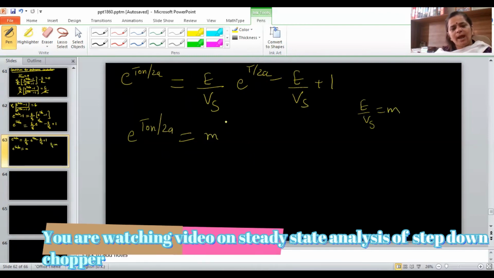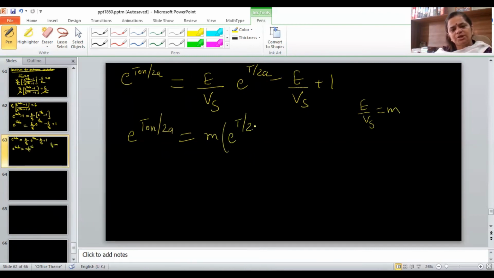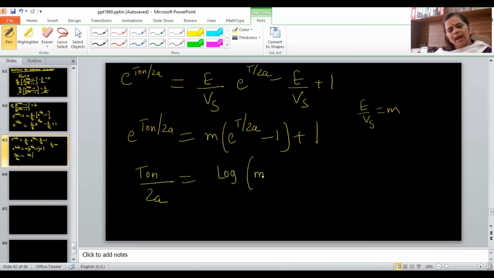So I can write m e to the power t by τ α minus 1 plus 1. Now can I take the log on both sides? So if I take the log to the base e, αT by τ, then log of m e to the power t by τ minus 1 and plus 1. Okay, now I want α.